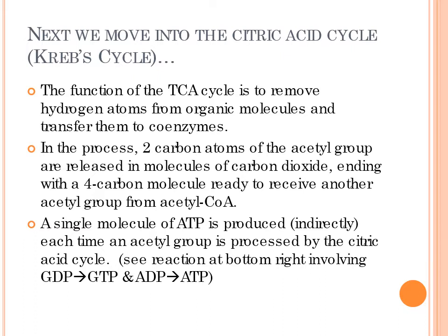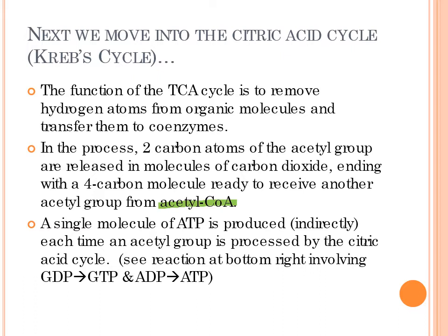During that process, 2 carbon atoms of the acetyl group are removed or released via molecules of carbon dioxide, ending with a 4-carbon molecule, which is ready to receive another acetyl group and form acetyl-CoA. So the main thing you want to come out of here is acetyl-CoA is what we need to go into the citric acid cycle.